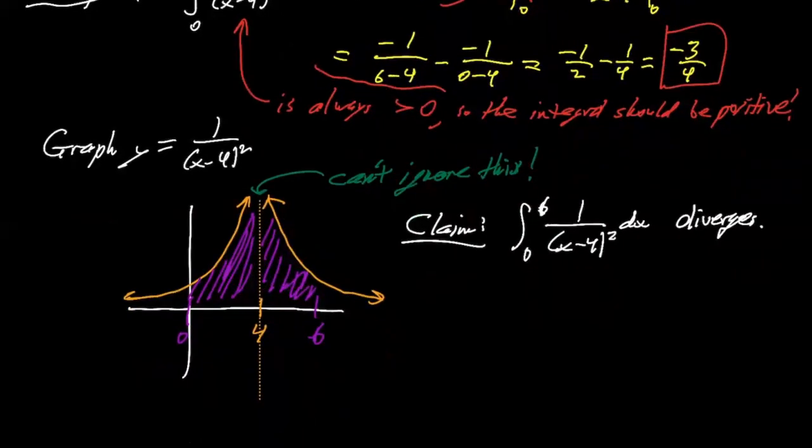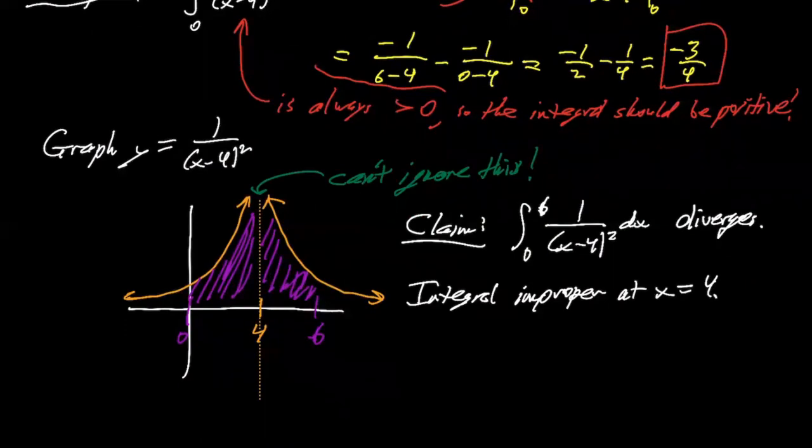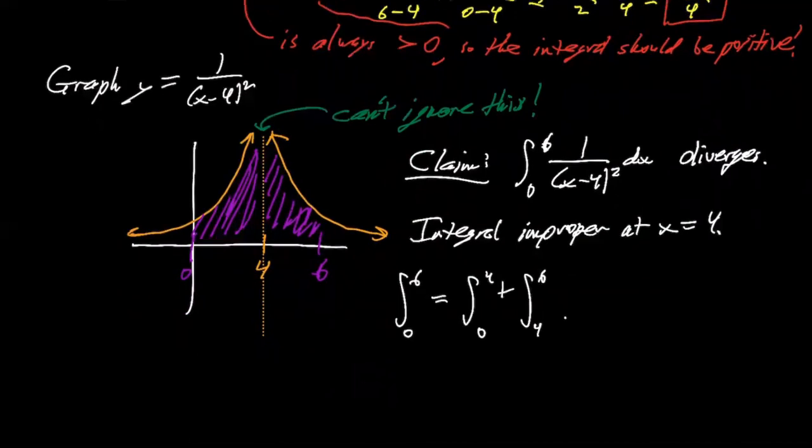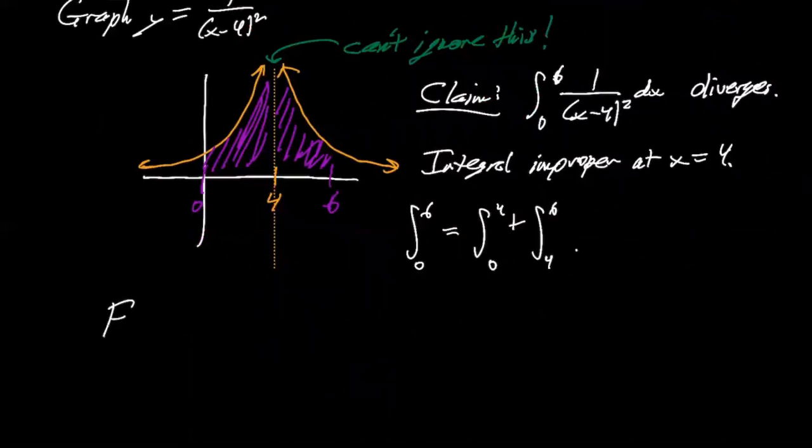Let me explain. This integral is improper at x equals 4, because the function is not defined there. And so really we need to break it up into two integrals: the integral from 0 to 4 plus the integral from 4 to 6. Let's just focus on the integral from 4 to 6 for a second.